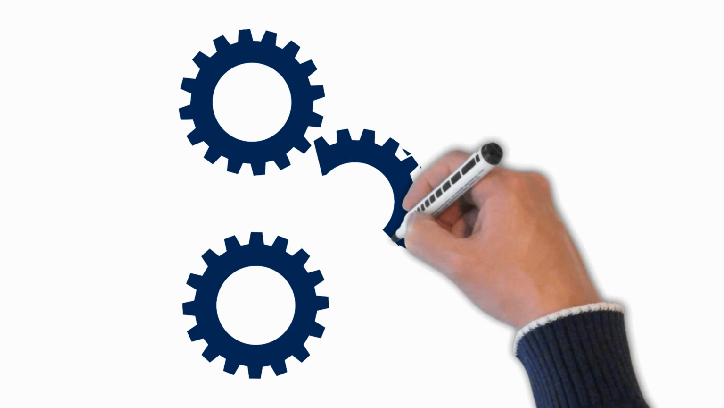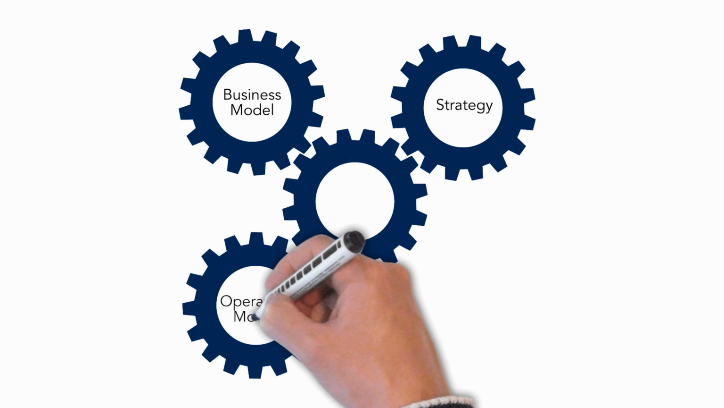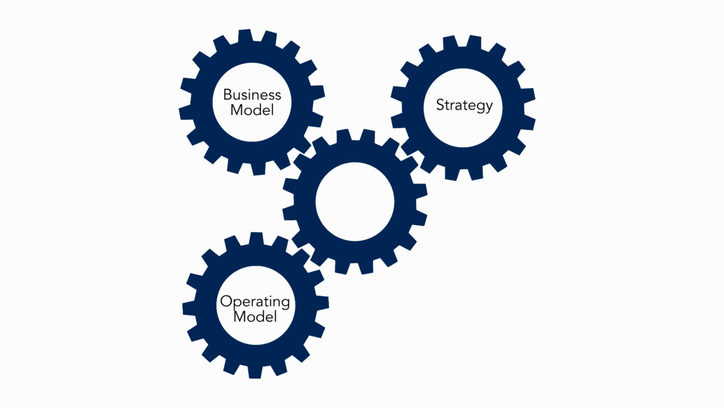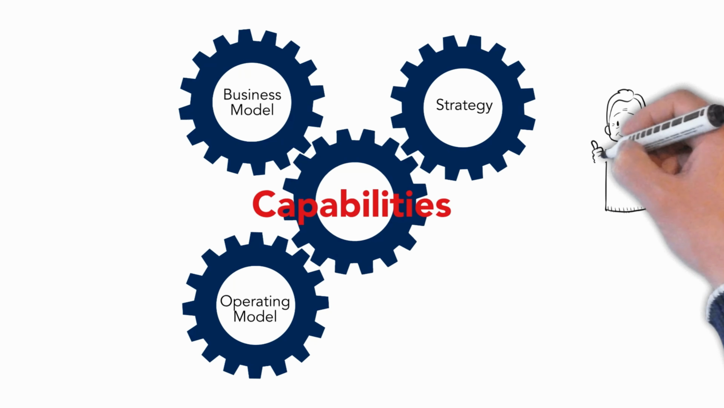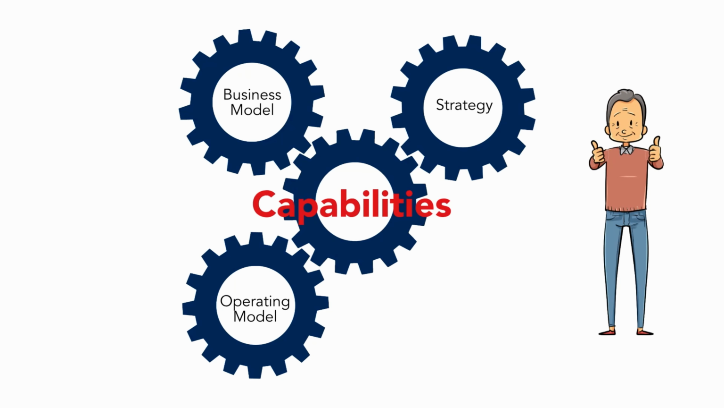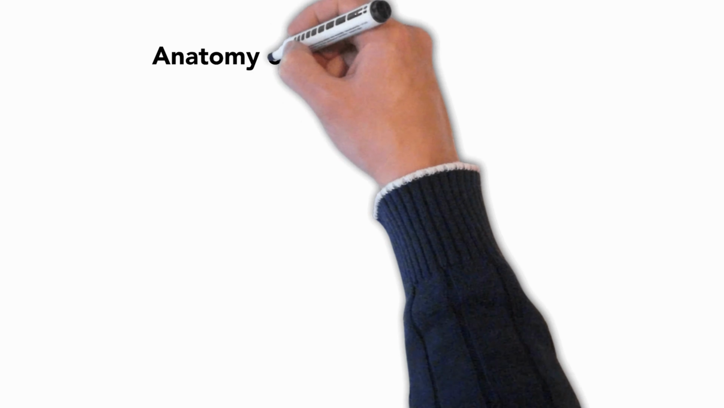It is clear there is a relationship between strategy, business model, and operating model, and the connection is through capabilities. The model I have used is from Gartner. Let's dive into capabilities to understand them better. I previously made a video on capability mapping where I described them in more detail, and I have left the link in the description.